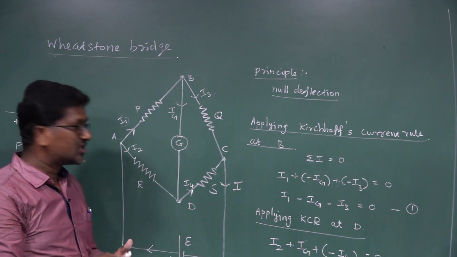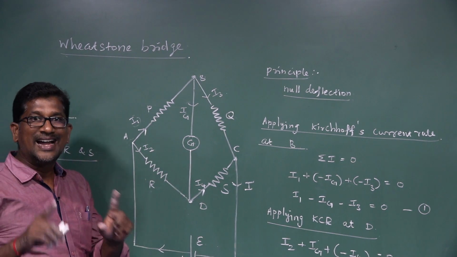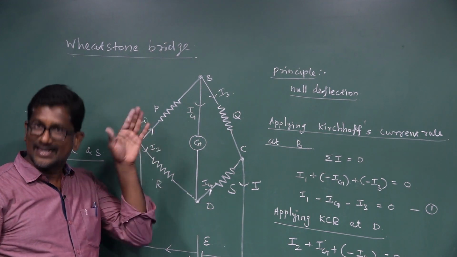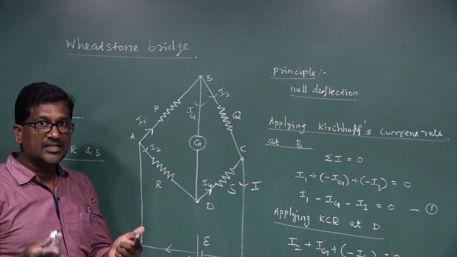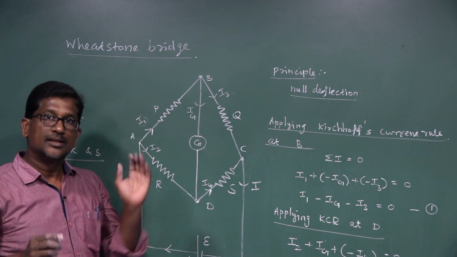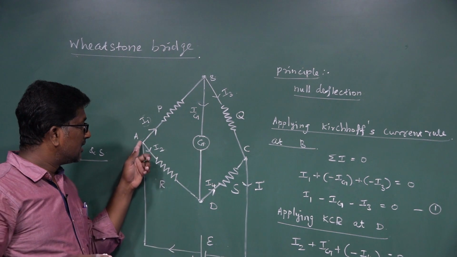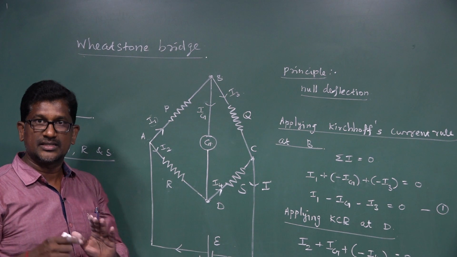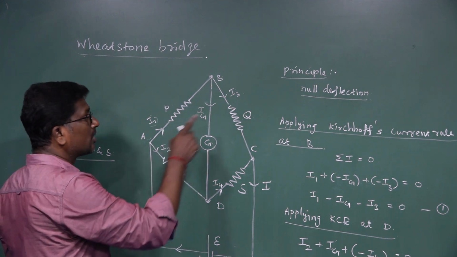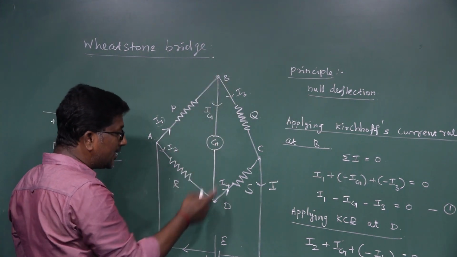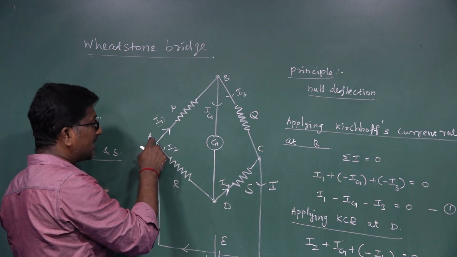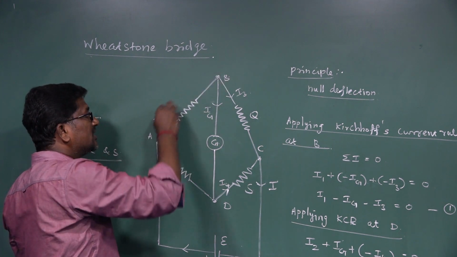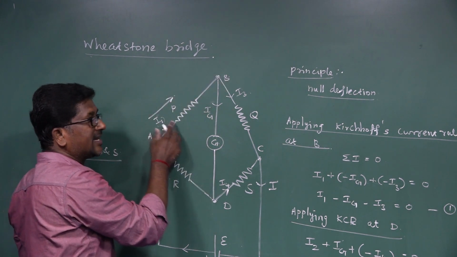By the same convention, if the assumed direction and the actual direction are opposite, the current I2 should be taken as negative. If the assumed direction and actual direction are the same, the current is taken as positive. And if they are opposite, then the current value is taken as negative. Here, in the closed loop A, B, D, A, the assumed direction is A to B first. The actual current direction is also the same. So I1 is taken as positive.